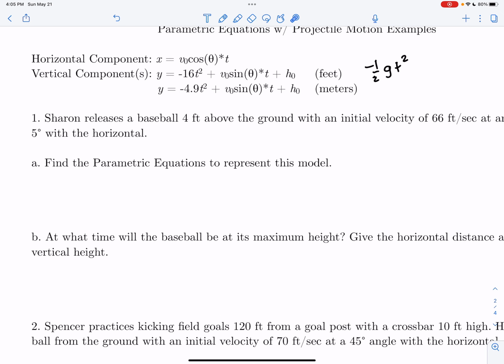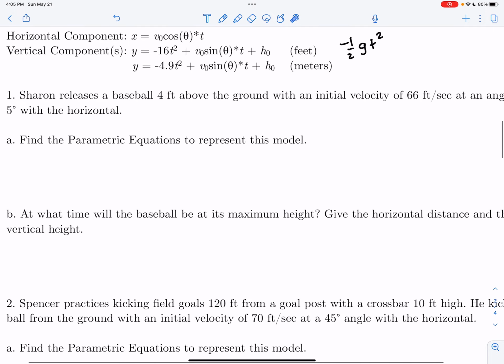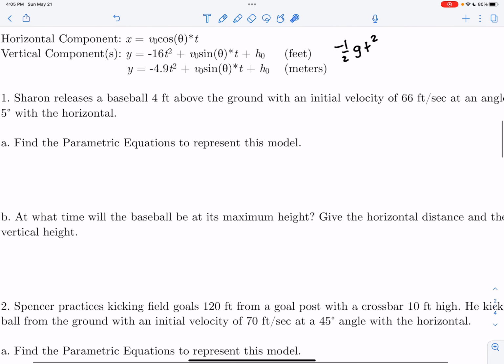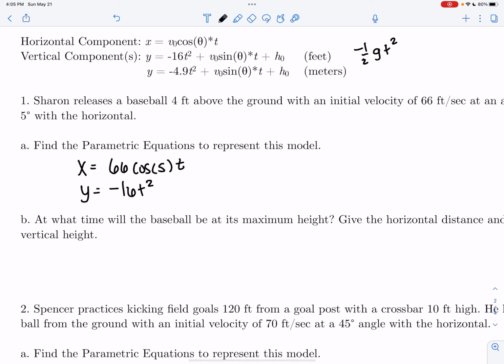Looking at number 1, we have Sharon releasing a baseball 4 feet above the ground with an initial velocity of 66 feet per second at an angle of 5 degrees with the horizontal. If I were to make a parametric equation for this, then I know I would have 66 cosine of 5t, and then negative 16t squared plus 66 sine 5 of t plus 4.